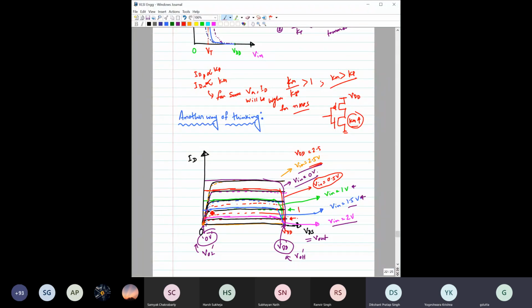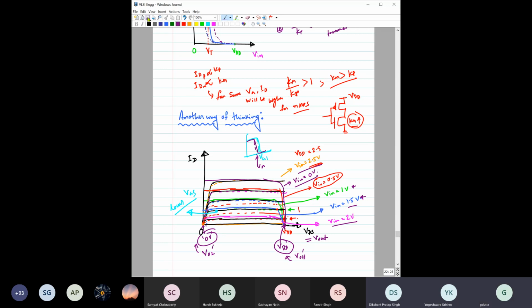But here you see, to get the previous black line you need lower VGS. You need lower VGS to achieve this, because you have increased this Kn. So if earlier you needed this much voltage, for this case you will need lower VG to get this transition from this region to this region.